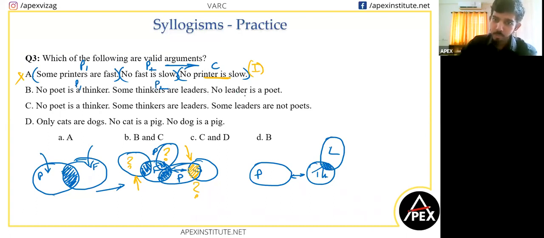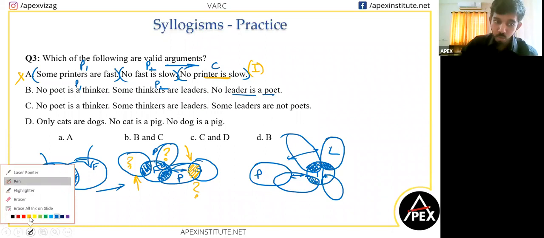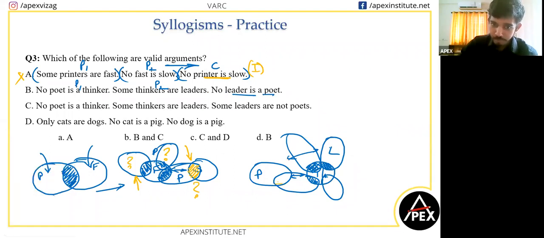Can we say no leader is a poet? In this diagram, yes, no leader is a poet. But actually, leader and poet relationship is not given. Leaders can be over here, leaders can be over here, or leaders can be over here. As long as some leaders are thinkers, they are all situations which can be true. But in this situation, there are some leaders who are also poets, these leaders.